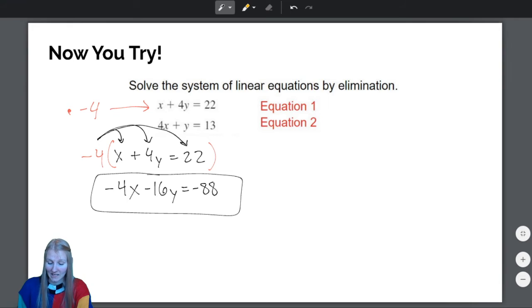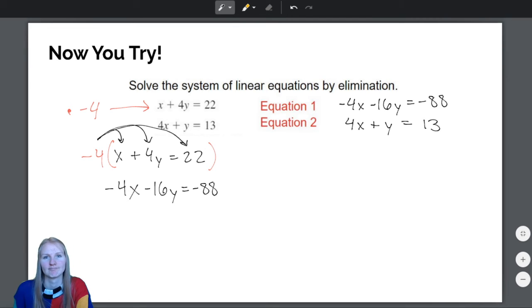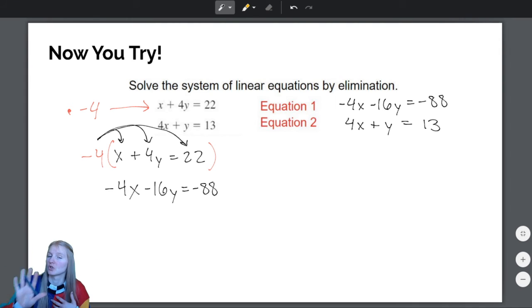So now, let's rewrite our equations next to each other. My first equation is negative 4x minus 16y equals negative 88. And equation number 2 hasn't changed. We haven't touched equation number 2. So we have 4x plus y equals 13. Now, that was the hardest part. In my opinion, that's the hardest part of the problem.